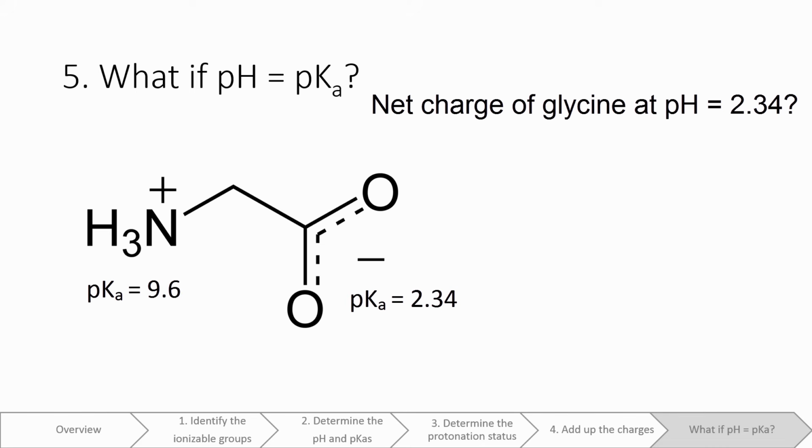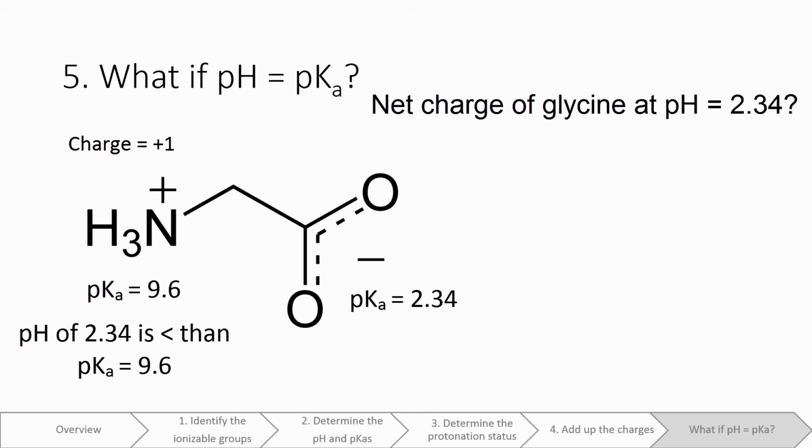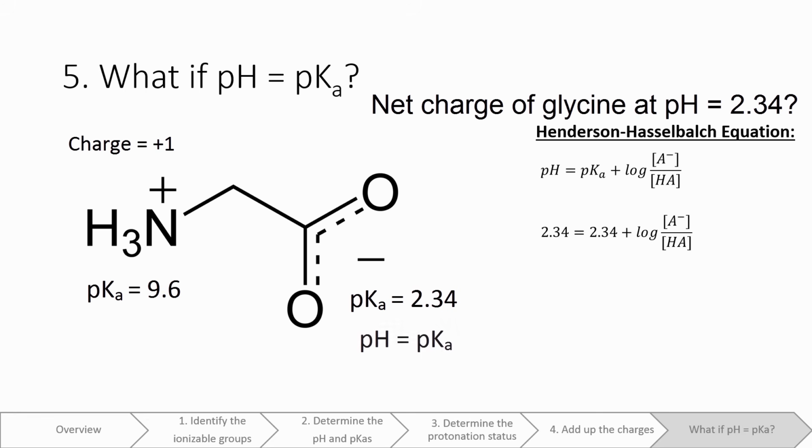Well, by our general rules of thumb, we know that a pH of 2.34 is much lower than our pK2 of 9.6. This means that our amino group will exist predominantly as NH3+, with a charge of +1. But what about the carboxyl group? Here, the pH is equal to the pKa of the carboxyl group. From the Henderson-Hasselbalch equation, we know that when pH is equal to pKa, then the concentration of acid is equal to the concentration of conjugate base.